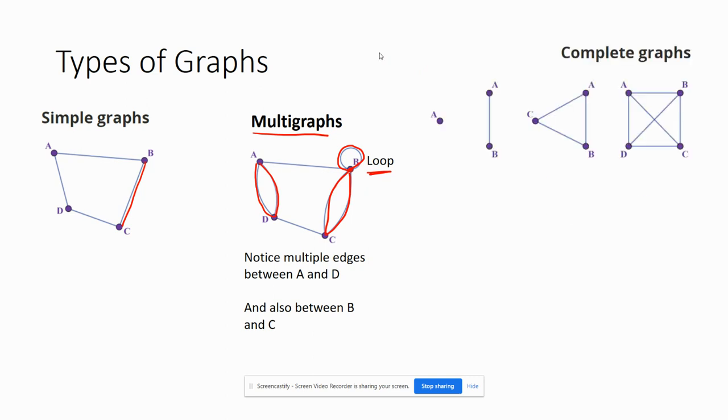And then complete graphs is when every vertex is connected to every other vertex. So this first one is kind of a trivial case, but it does count, and then so on. As long as every vertex is connected to every single other vertex, it's called complete. Notice in this first one, A is not connected to C, and B is not connected to D. Otherwise, now this one would be complete because all the vertices are connected to each other.